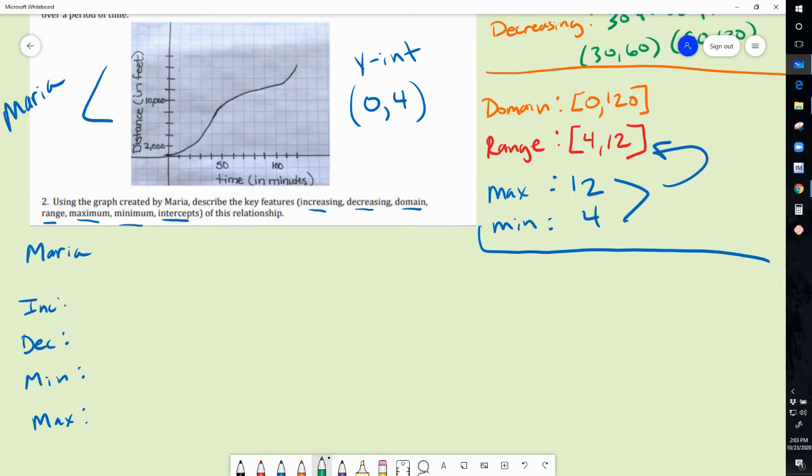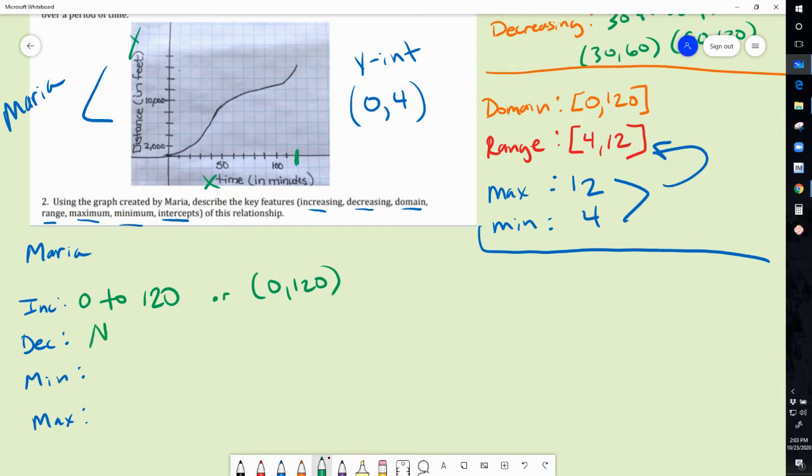Where is my graph increasing? Notice my time is still x, and my distance in feet, that's how far you've traveled, is in y. Notice that my graph is literally always increasing, but I'm going to go ahead and say from 0 to 120, because remember, increasing is in the x box, the x table. So it's from 0 to 120, because my distance is always increasing. Otherwise, you'd be going back down the river.